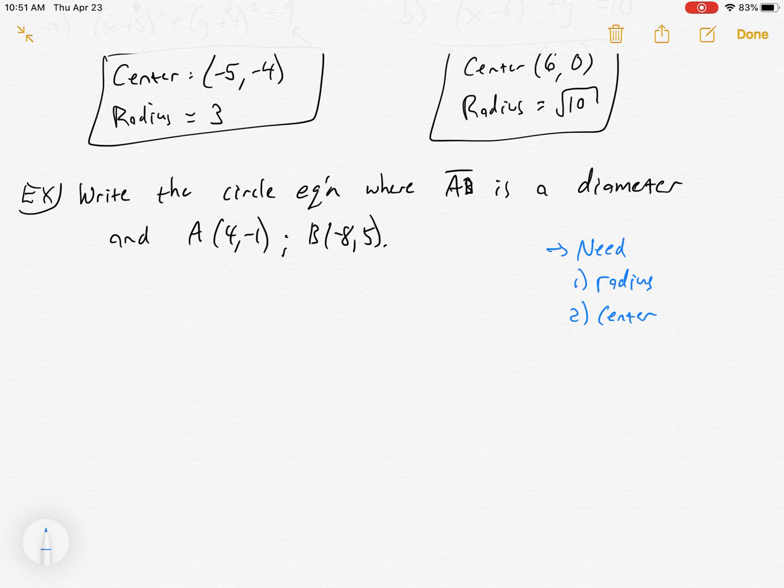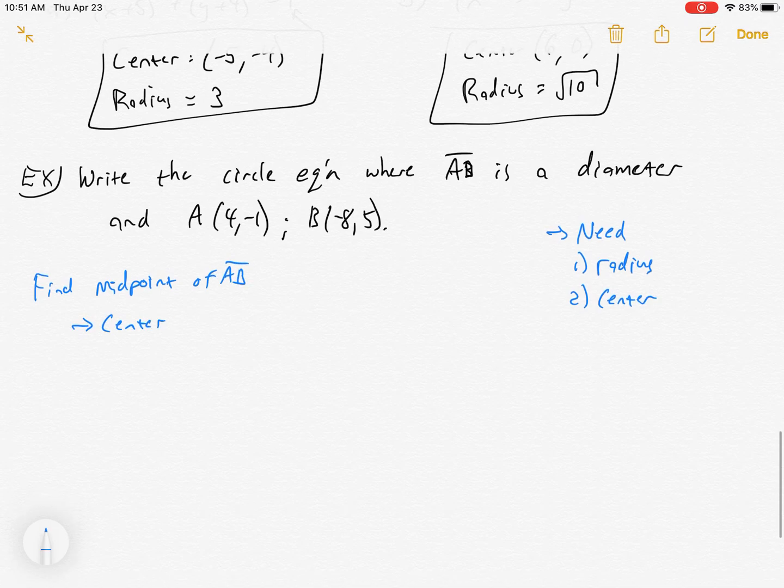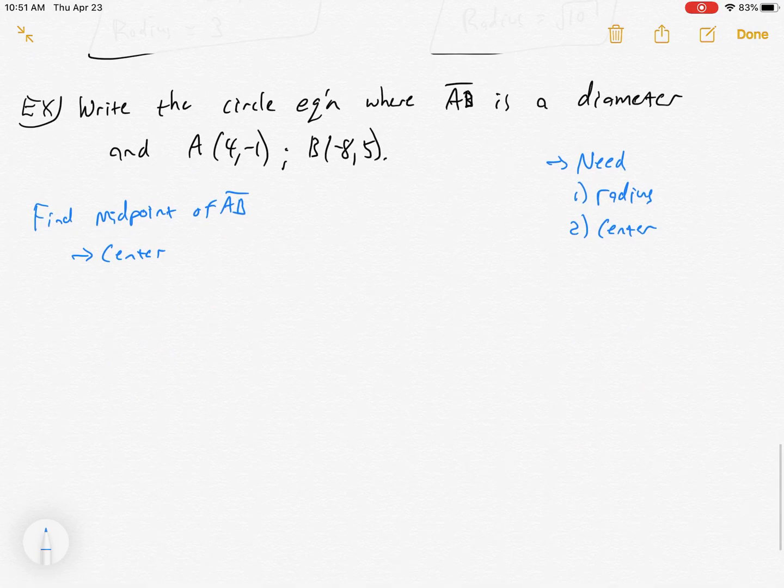Can you get either of those? Think about it. You could make a sketch of this, but really, I don't want you making sketches of these. I don't think it's that helpful, because you don't want to try to make a sketch and guess what the radius and center are. But the center, how does it relate to the endpoints of a diameter? It's the midpoint, right? So I need to find the midpoint of AB, that will be our center. And we'll have task 1 complete.